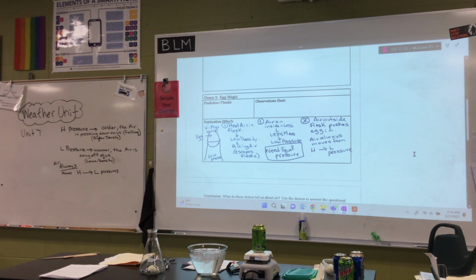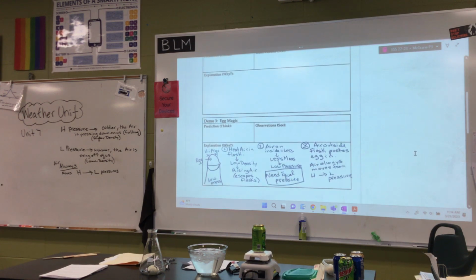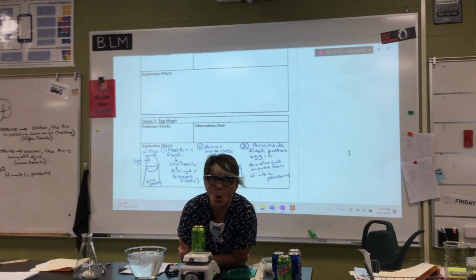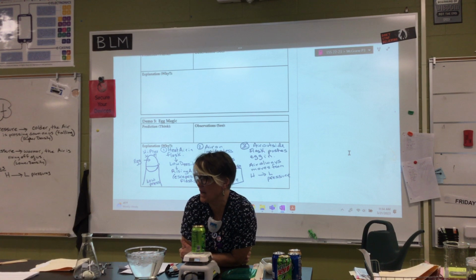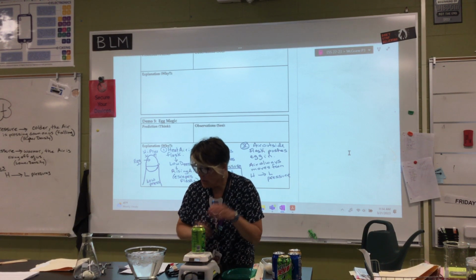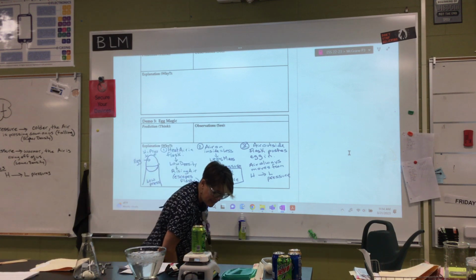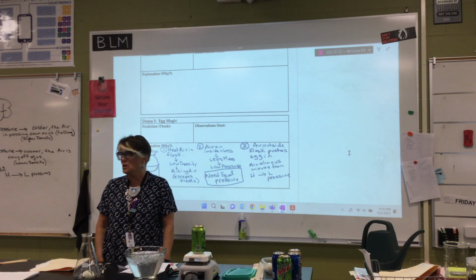I'm going to move this up just a scotch. Let's see if I can hear it sizzling. Oh, it's sizzling. I think it's ready. So now what we're going to be doing is I am going to attempt to crush this can with nothing but the power of air.